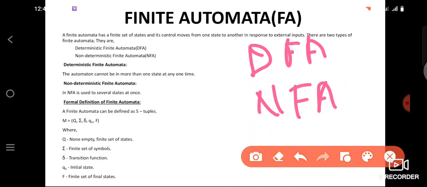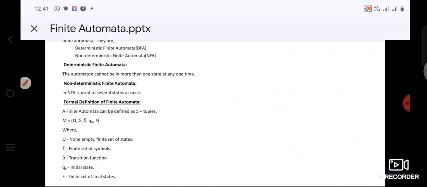In DFA, all the states read all the inputs exactly once. In NFA, all the states read all the inputs 0, 1 or more times. That is the difference between DFA and NFA. Okay, now we'll see the formal definition of finite automata.